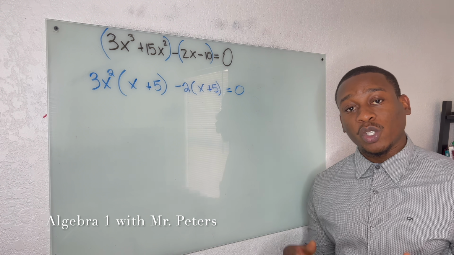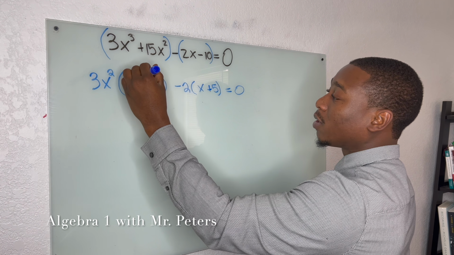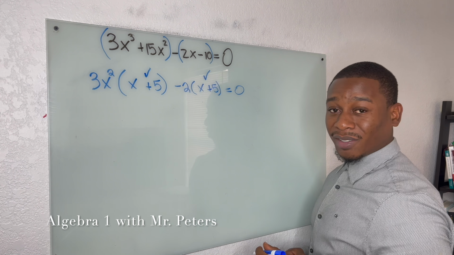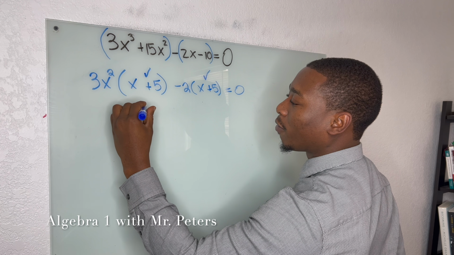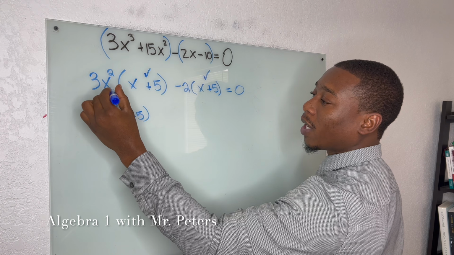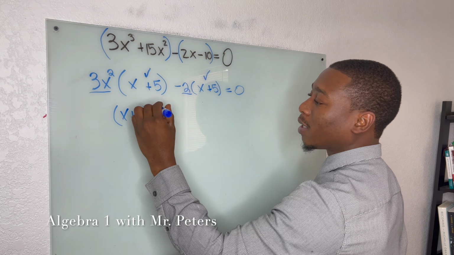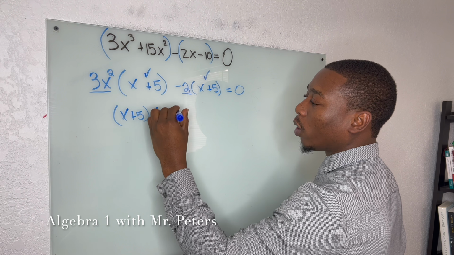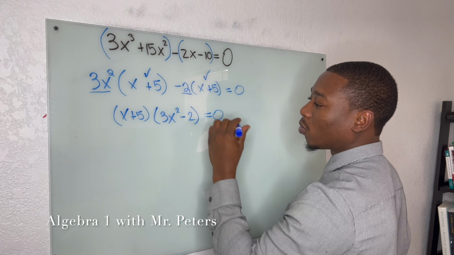Now, to make sure that you actually are factoring correct, what's in parentheses should match each other. So we know we're correct with that. So we have x plus 5. And then what is outside parentheses, we're going to group them together. Meaning the second parentheses will be 3x squared minus 2. And this is all equal to 0.